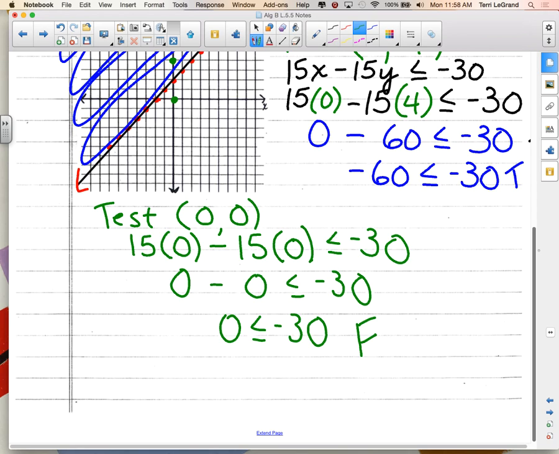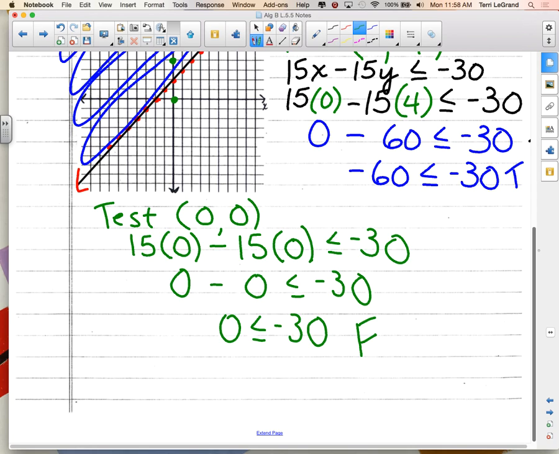So sometimes you can just pick a point. You don't even have to decide where you think it should be shaded. You can just say, oh, the origin is not on the boundary line. Yay, I love that test point. I'm going to test the origin. And then you test it and it turns out true. That tells me I better shade that region. If it tests false, that means I better shade the other side of the line.